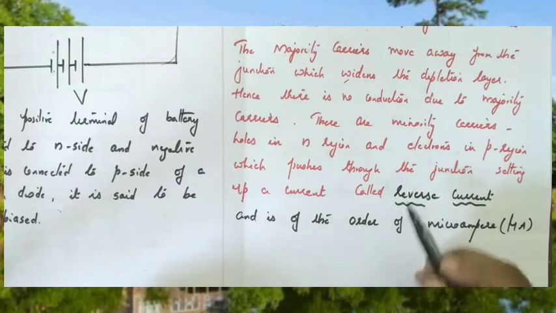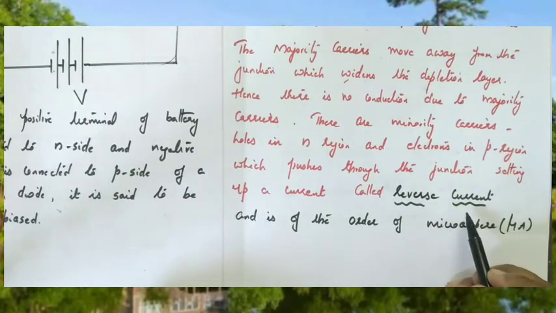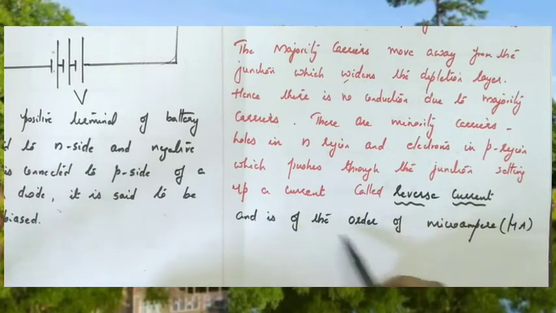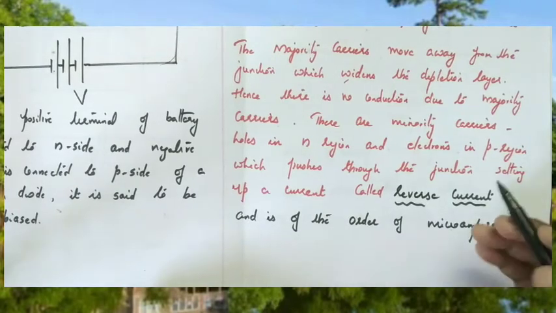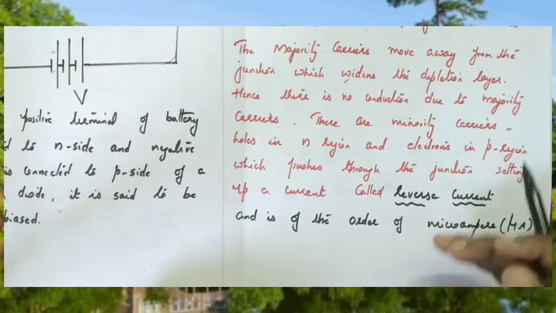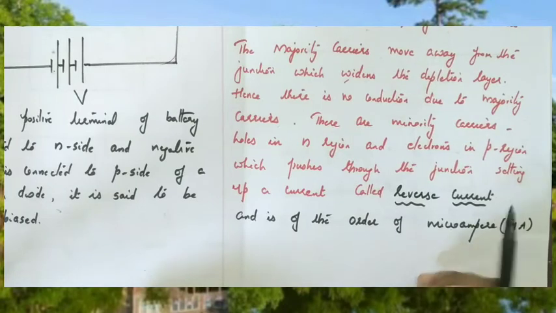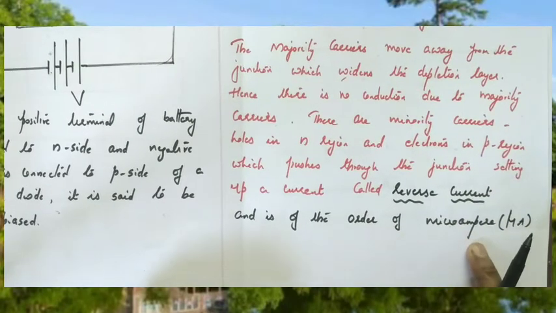So, the current due to the minority carriers is called the reverse current and it is very small, of the order of microampere. Minority carriers, the number is very less. So, hence the current is also of a smaller value and it is of the order of microampere.